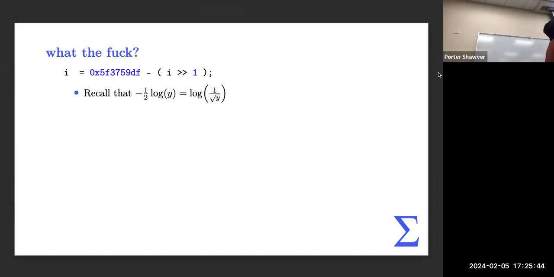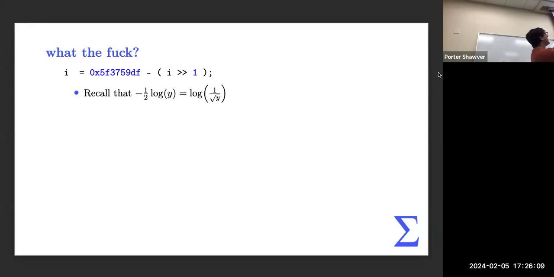To try and break this down, one thing we should remember is that -1/2 times the log of y is going to be the log of 1 over the square root of y, right? It's going to be the log of the inverse square root. So you can already maybe see what's going on here. We've got this I shifted by 1, that's I divided by 2, and then we're subtracting it. So that's negative I divided by 2.